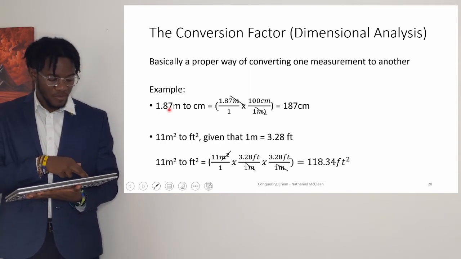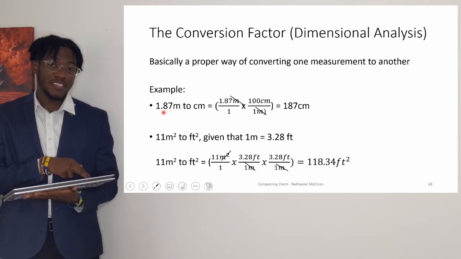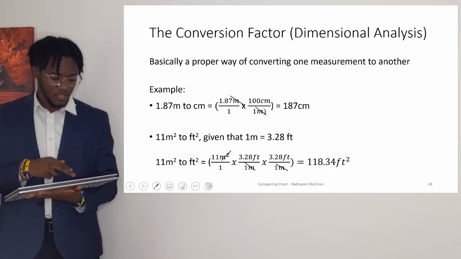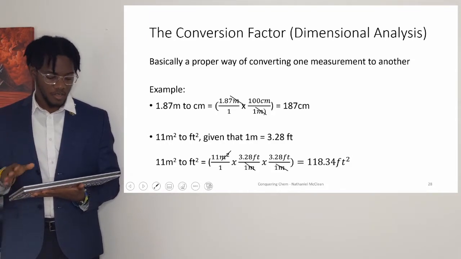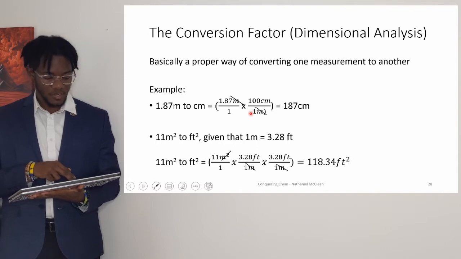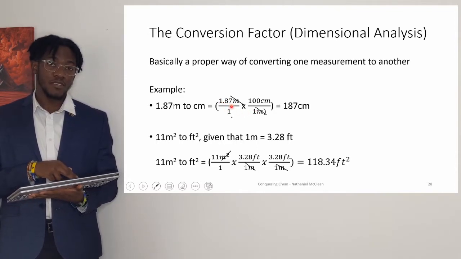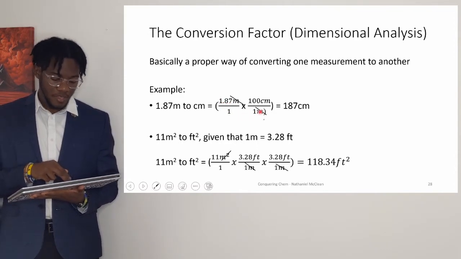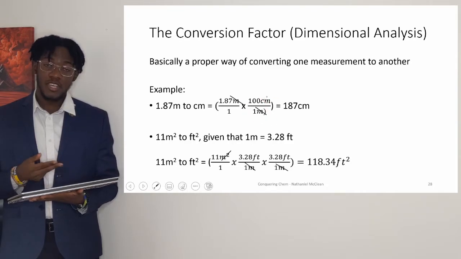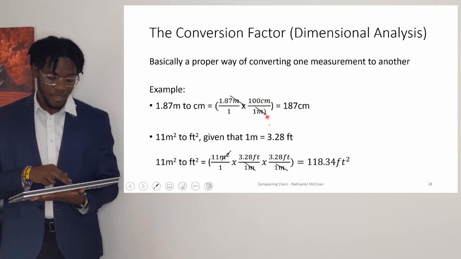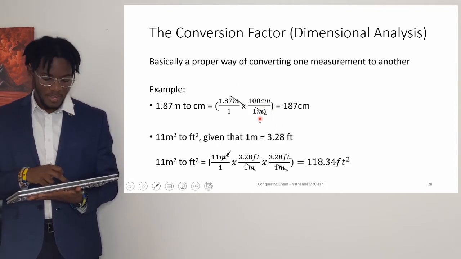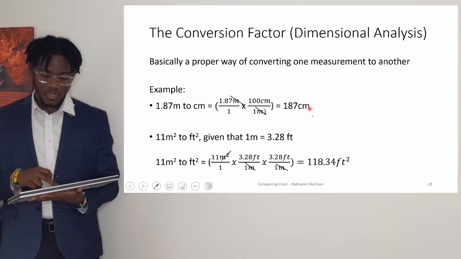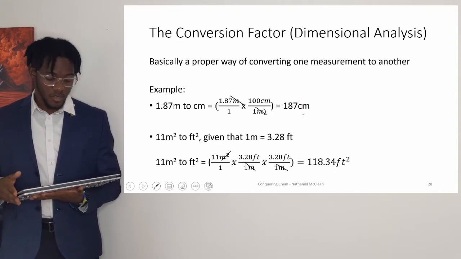So if we go here, we see that we want to convert 1.87 meters to centimeters. So usually we would just multiply by 100 based on what we know in our head. But to do this by dimensional analysis, we would place the 1.87 meters in the numerator and then multiply by the conversion factor, which would be 100 centimeters divided by 1 meter, so that the m's cancel out or factor out, leaving us with the centimeters only and the answer that we need.